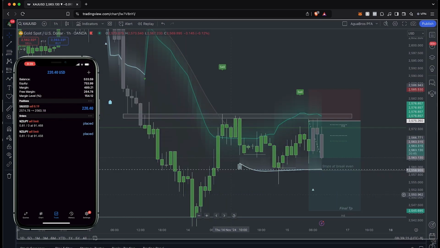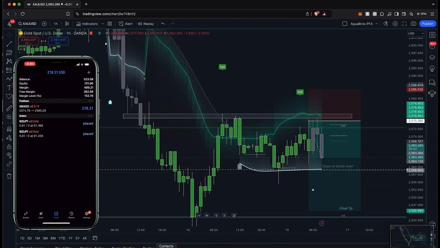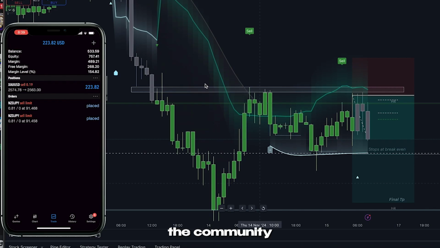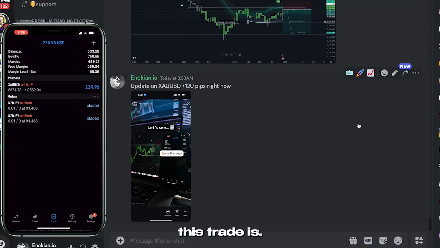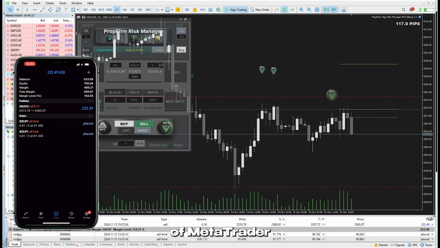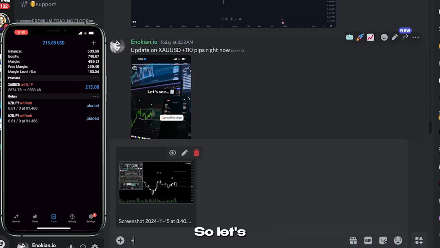And let's just take a screenshot now and let everybody know what's currently happening. So we're gonna upload this photo real quick, update the community on where this trade is. We're currently up over 117 pips. I'm gonna take a screenshot of MetaTrader and send this out. So let's go ahead and continue to hold out this trade and see what happens.